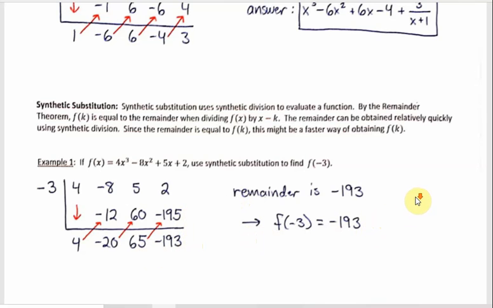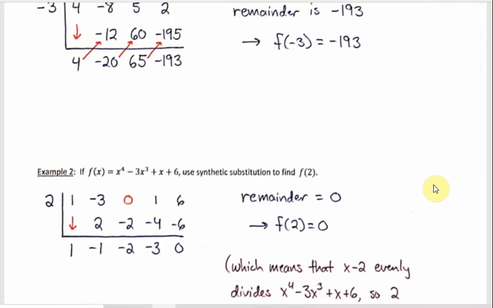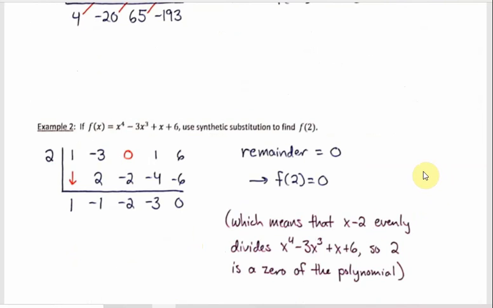And then there's another example of this as well. This is one where you got to be careful again, because f of x doesn't have an x squared term. So when I write out the coefficients, I've got 1, negative 3, 0 to cover that x squared term that's missing, then 1, then 6. And then if you do the synthetic division, so you bring down the 1, then 1 times 2 is 2, you add down, you get negative 1, times 2 is negative 2, you add down, you get negative 2, and so forth. Eventually here you get a remainder of 0.